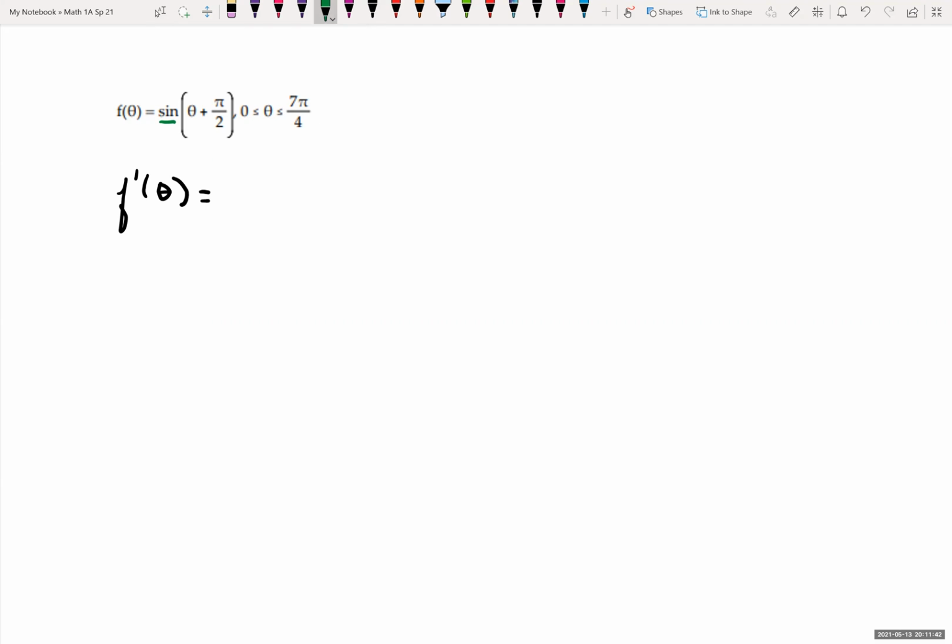So my outer function is the sine, and so if I take the derivative of sine, that's positive cosine of the inner function, which is theta plus pi halves, times the derivative of this inner function. And then derivative of the inner function of theta plus pi halves, well, derivative of theta, that's just 1, and derivative of pi halves is 0. So it's just all times 1.